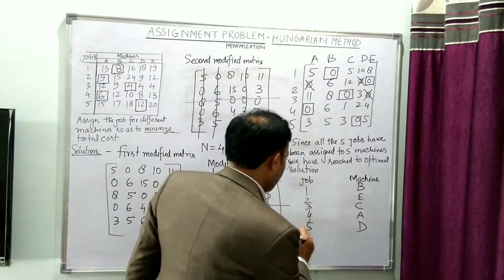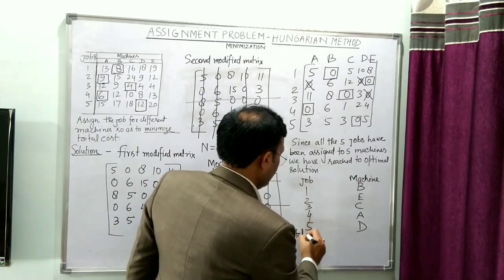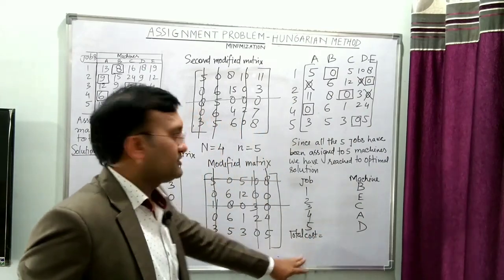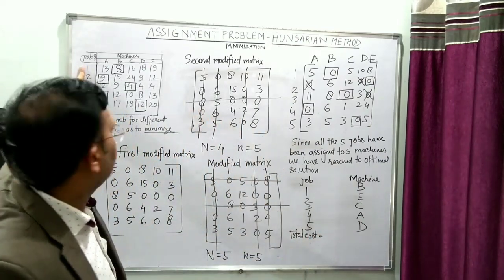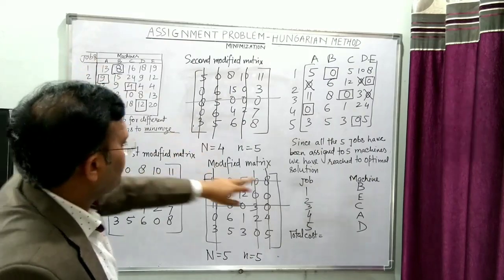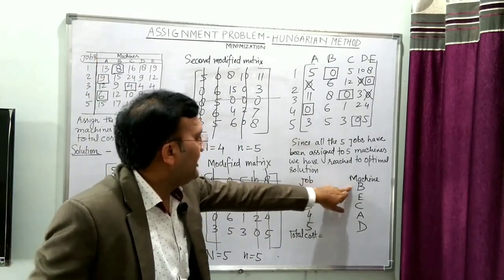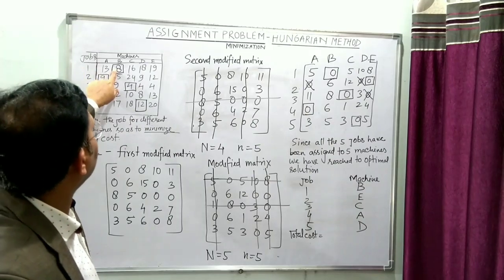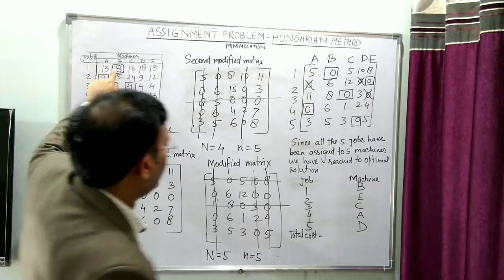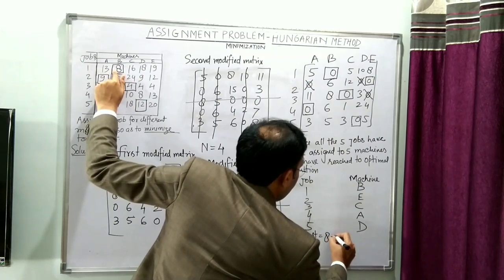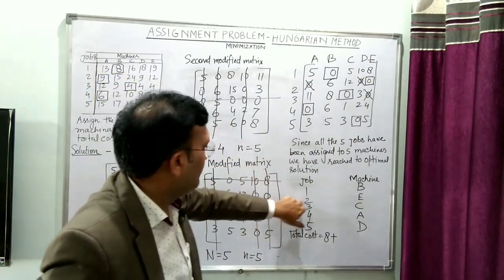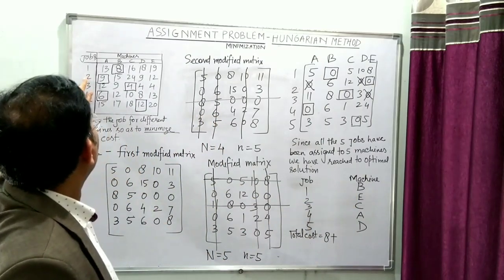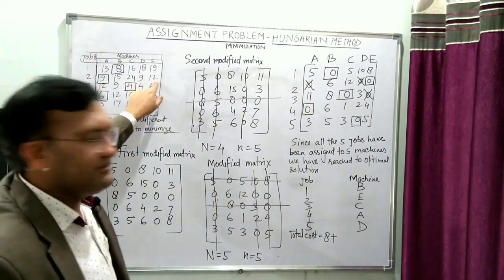Now we can calculate the total cost. How will we calculate it? Just look at the first matrix. The first job will be performed by machine B. So what was the cost? The cost for the first job at machine B was 8. The second job has to be performed by machine E. So what is the cost? It is 12.